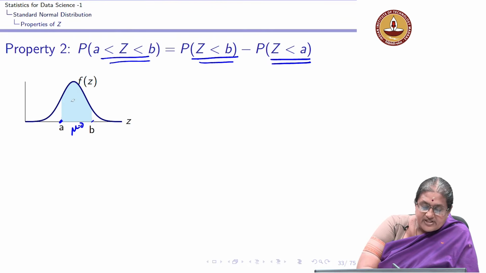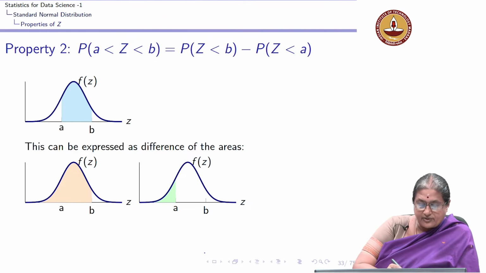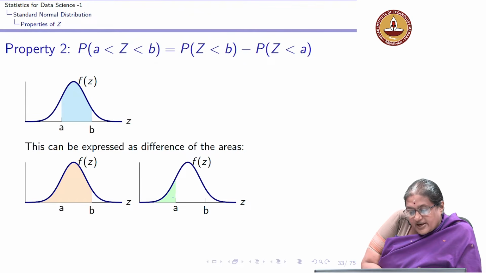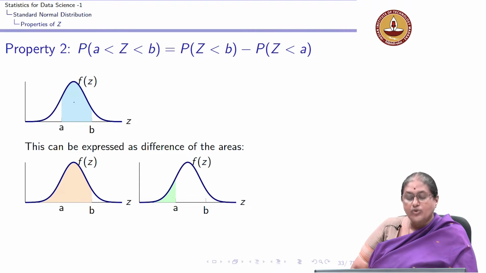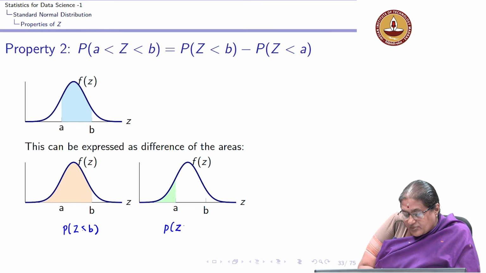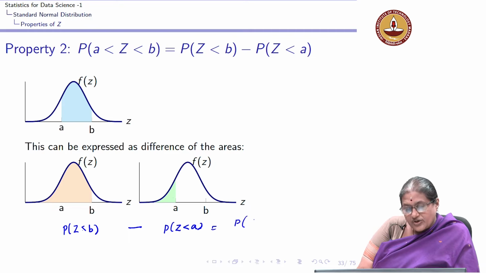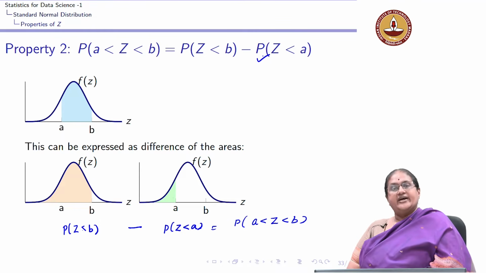Now, how do we establish this? This shaded region gives me the probability of a is less than z is less than b. I can express this blue shaded region as follows: the orange shaded region minus the green shaded region gives me the blue shaded region. The orange shaded region is the probability z is less than b. The green shaded region is the probability z is less than a. The difference in these two shaded regions gives me a is less than z is less than b, which is precisely this identity.